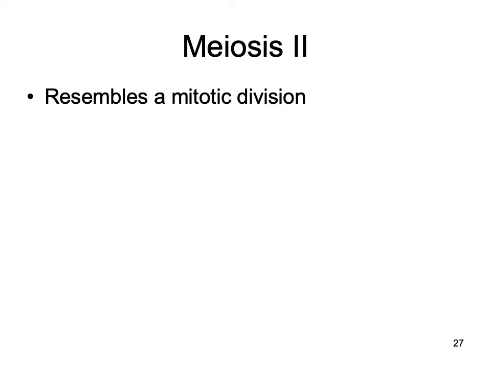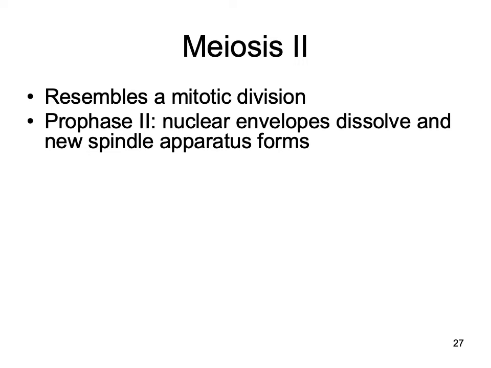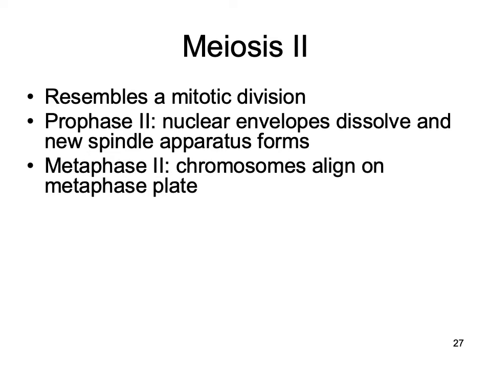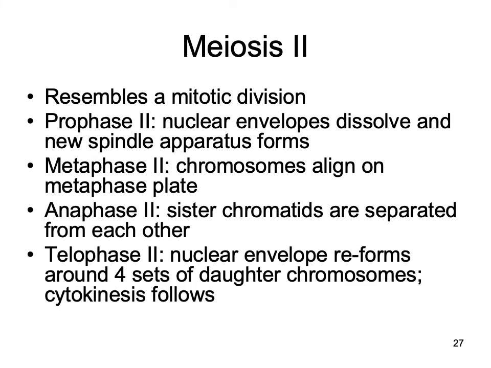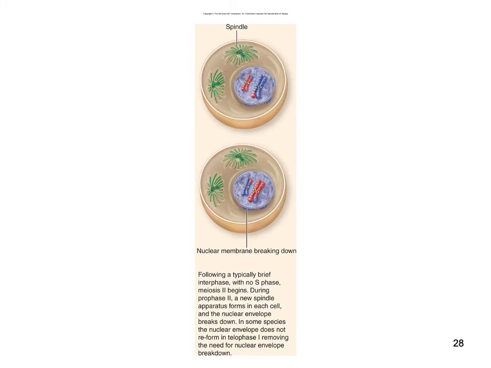In meiosis 2, the division very closely resembles what you learned in mitosis from the previous chapter. So in prophase 2, nuclear envelopes dissolve and a new spindle apparatus forms. In metaphase 2, chromosomes align at the metaphase plate. In anaphase 2, sister chromatids are now finally separated from one another. And in telophase 2, nuclear envelopes reform and you have 4 daughter cells. Each has a haploid number of chromosomes, and all the 4 cells are genetically unique in comparison to one another.